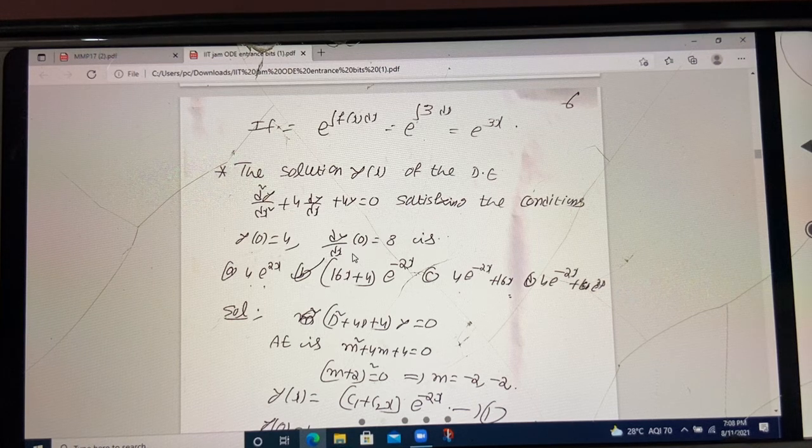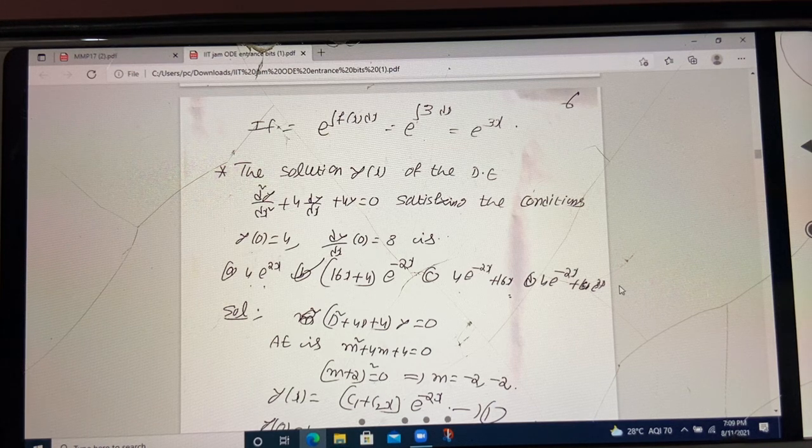First test the condition. So y of 0 should be 4. That is, when x equal to 0, y should be 4. Put x equal to 0. Is y 4 or not? Yes. 4 into e power 0 is 4. Here also, when x is 0, y is equal to 4. Here x is 0, e power 0 is 1, 4 into 1 is 4. Again, e power 0 is 1, so 4. Here 0 into anything is 0. So all of them are satisfying.